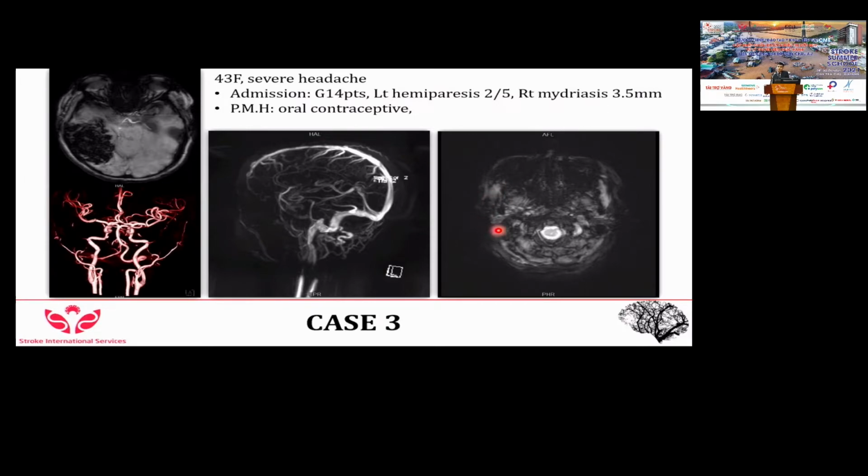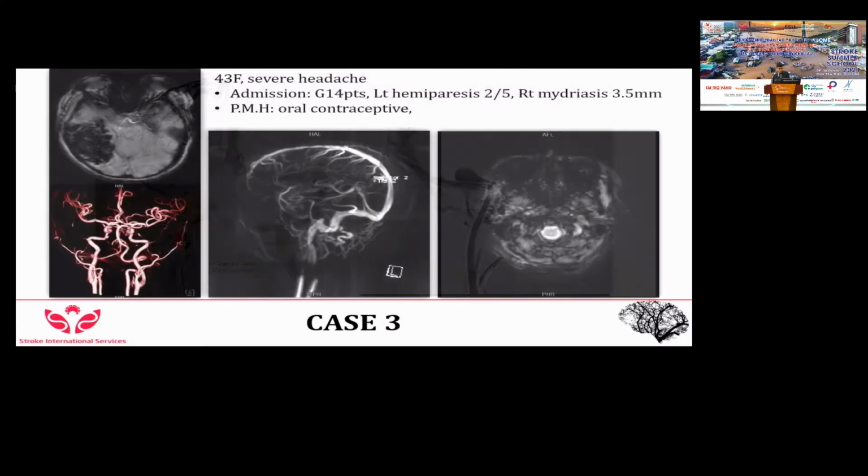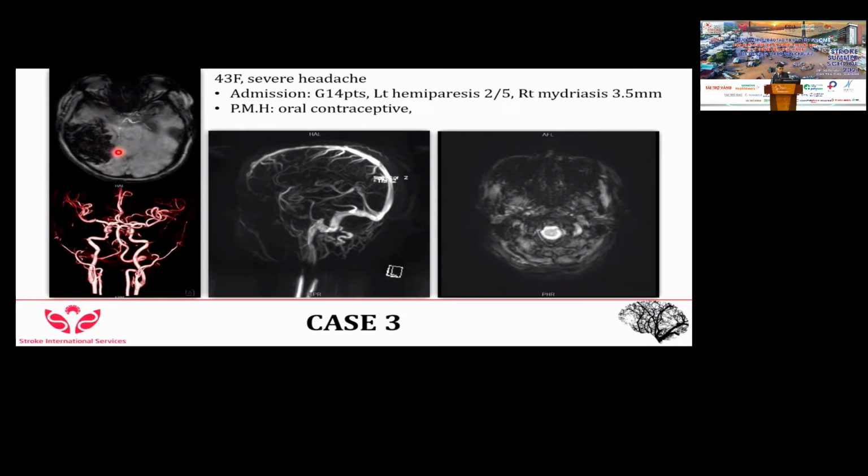But for the next 3 cases, we want to introduce more severe patients. The first one is a 43 year old female patient admitted to the hospital for severe headache, with a Glasgow Coma Scale of 14 points, left hemiparesis 2/5, and right mydriasis of 3.5 millimeter, and past medical history of oral contraceptive use. Here on the left side you can see the SWI shows hemorrhage in the right temporal lobe, and the MRI shows nothing abnormal.